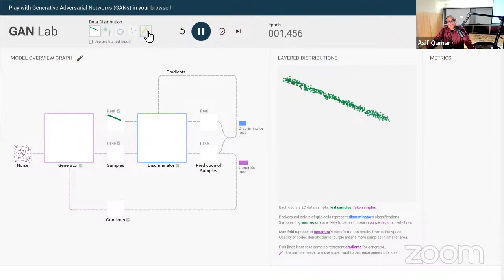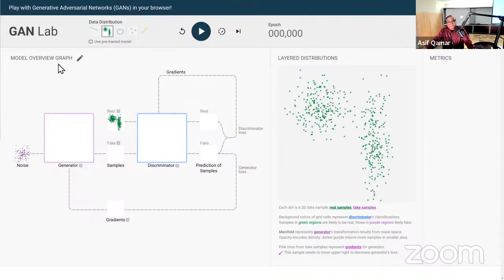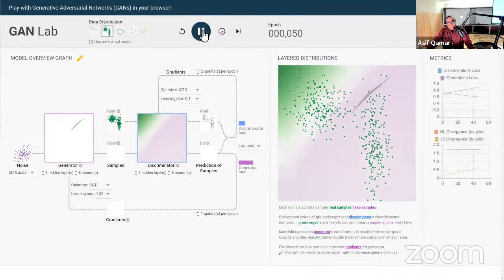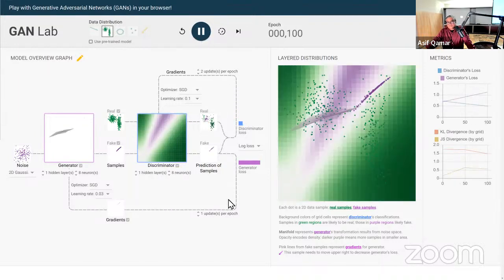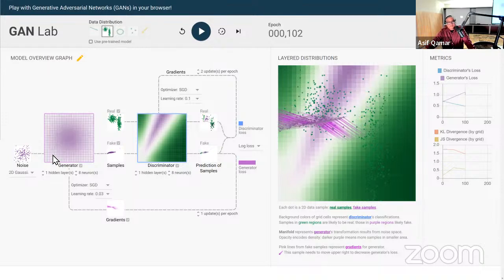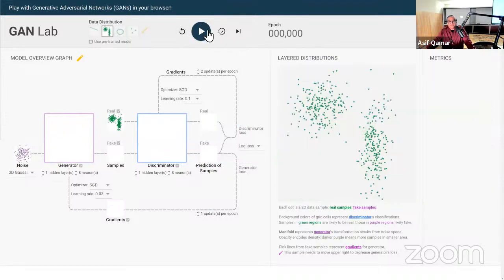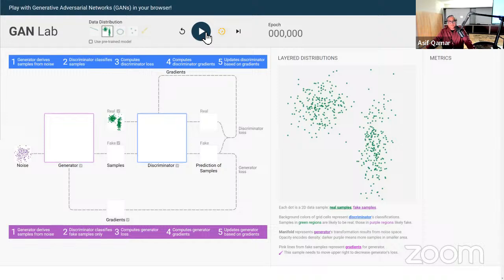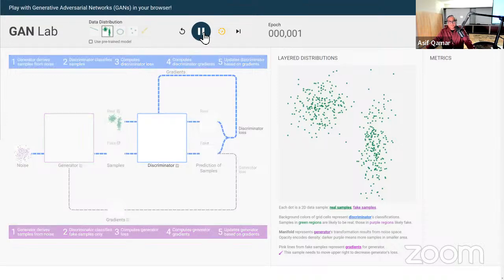Well, this one is going a bit slow. Let me take another one. So we'll start with that. Okay, let's start with this. Okay, I'll just pause it here. Look at this. Oh, I went too far. Let me reset. So keep looking at the epochs. I'll run it for a very slow number of epochs. Actually, let me run it in slow motion.